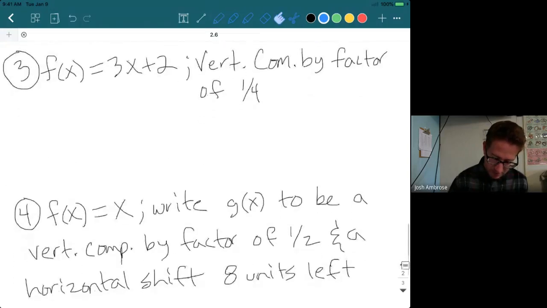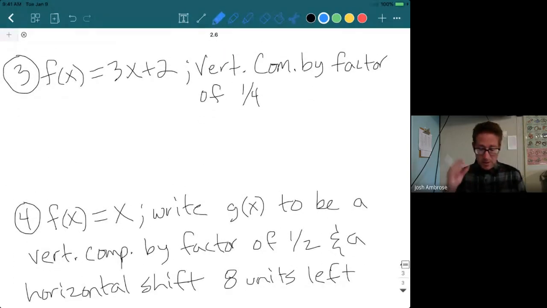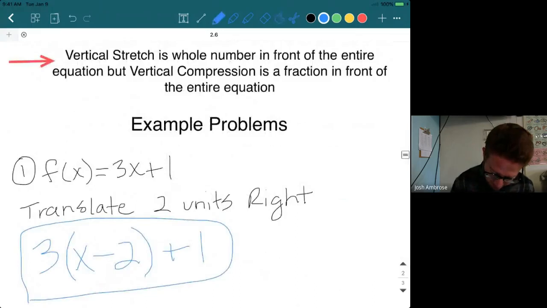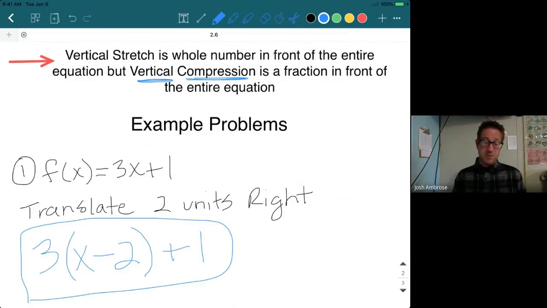Let's now take a look at example 3 here. So they give us a function 3x plus 2. Now we're doing a vertical compression by a factor of 1/4. Okay, let's go back into the notes. Where do we talk about vertical compression? We talk about it right here. Vertical compression is a fraction in front of the entire equation. Anytime you hear entire equation, think parentheses must be used somewhere.